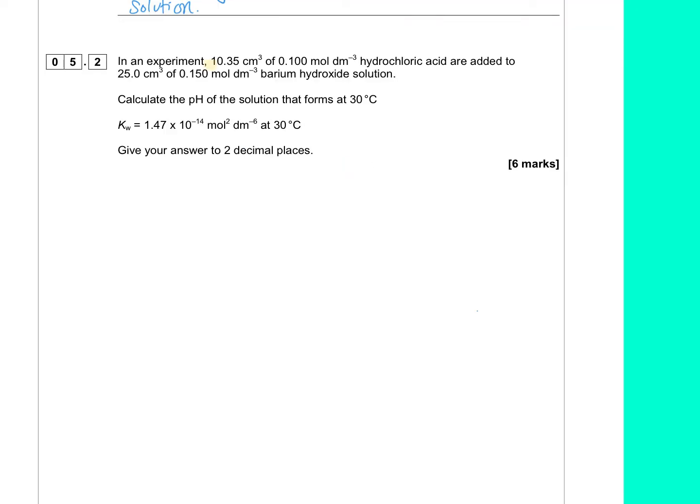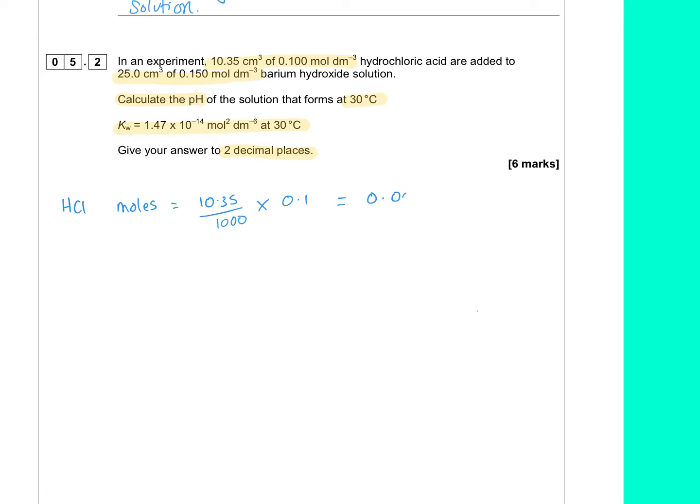So next we're told about an experiment where hydrochloric acid and barium hydroxide, so that's a strong acid and a strong base, are mixed together, and you're asked to calculate the pH of the solution that forms at 30 degrees C. So you need to work out how many moles you have of the acid, how many moles you have of the barium hydroxide, work out which one is in excess, work out what the excess is, and then you can go on to work out the hydrogen ion concentration and the pH.